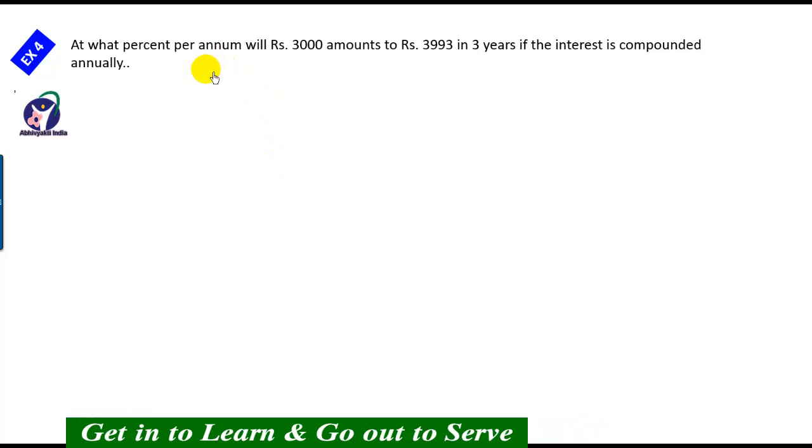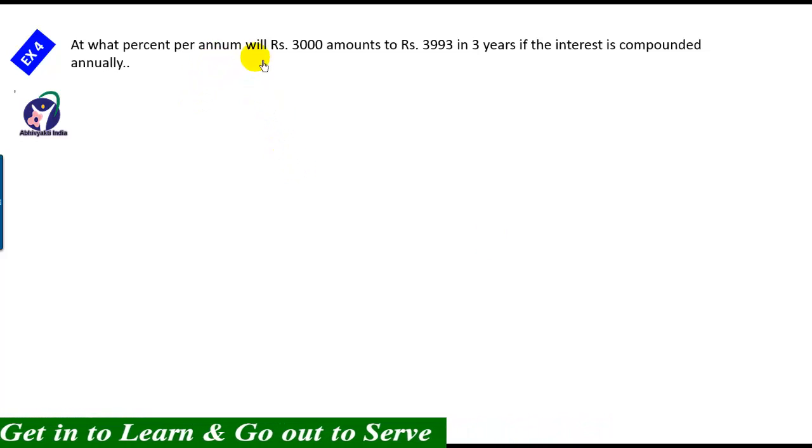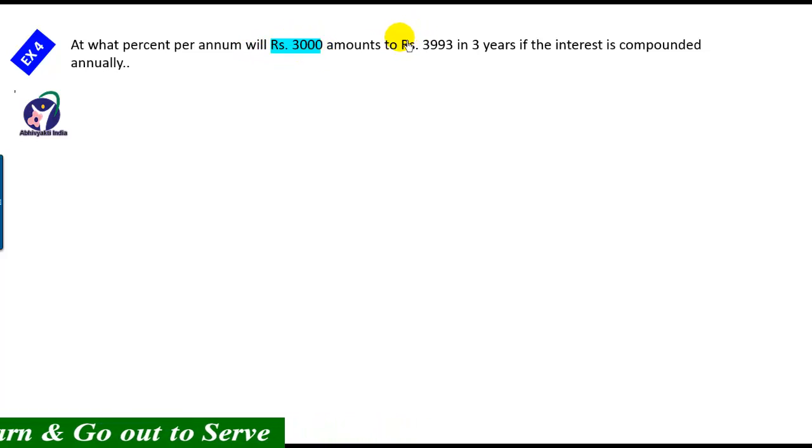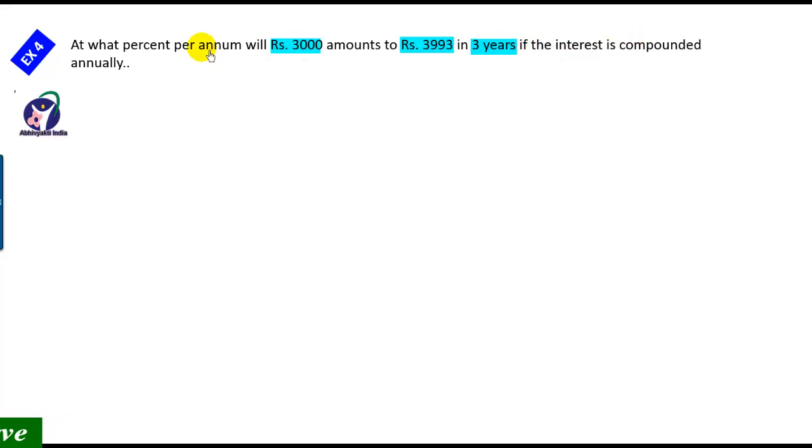The next question is on the screen. At what percent per annum will rupees 3000 amount to rupees 3993 in 3 years if the interest is compounded annually? The principal amount is rupees 3000, the amount after 3 years is 3993, and the time is 3 years, and we have to find the rate of interest.